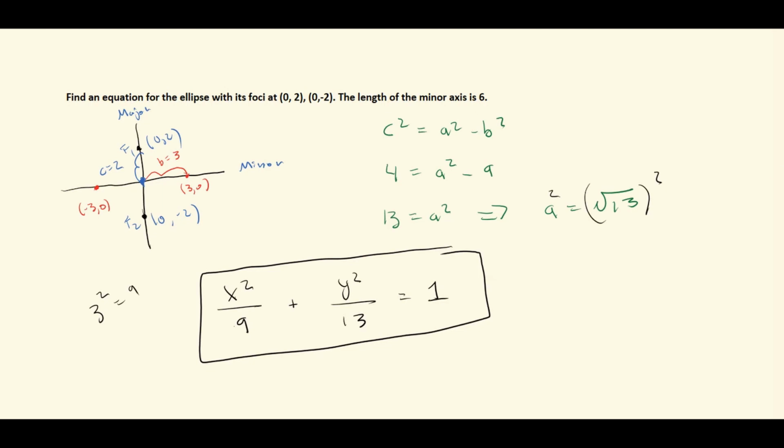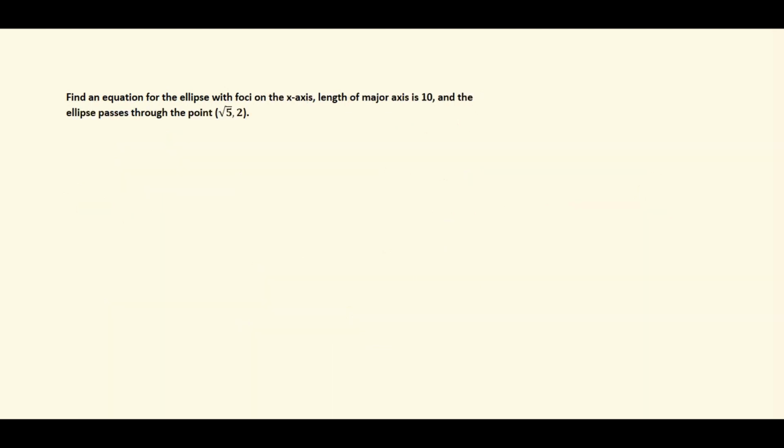Okay, let's look at one more. So this one's going to be a little bit trickier. We're asked to find an equation for the ellipse with the foci on the x-axis. The length of the major axis is 10, and the ellipse passes through the point square root of 5, 2. Let's go ahead and make a sketch.